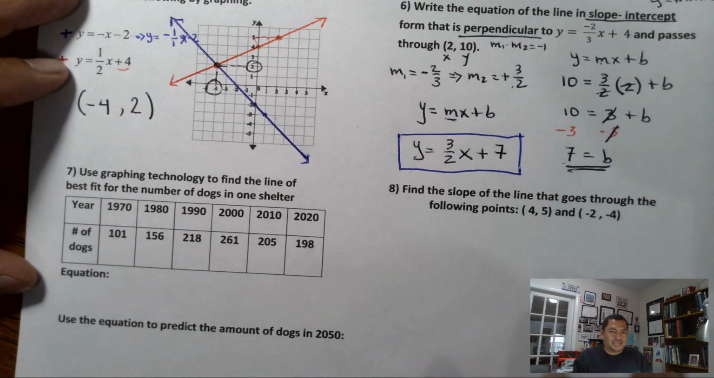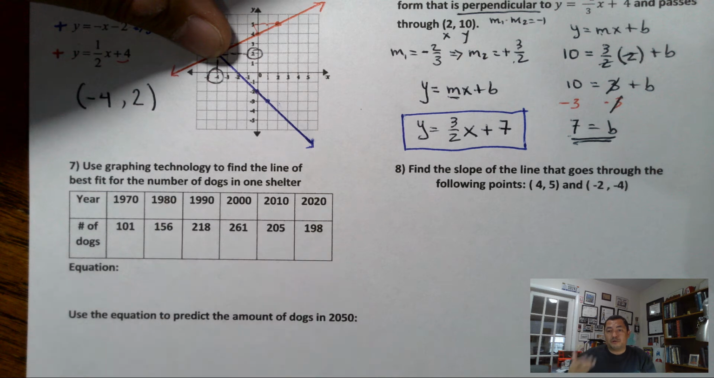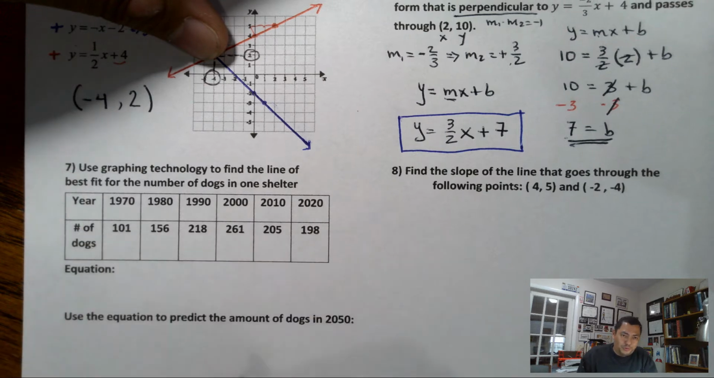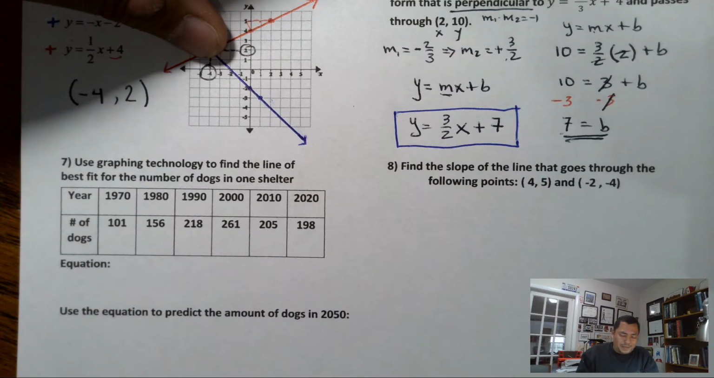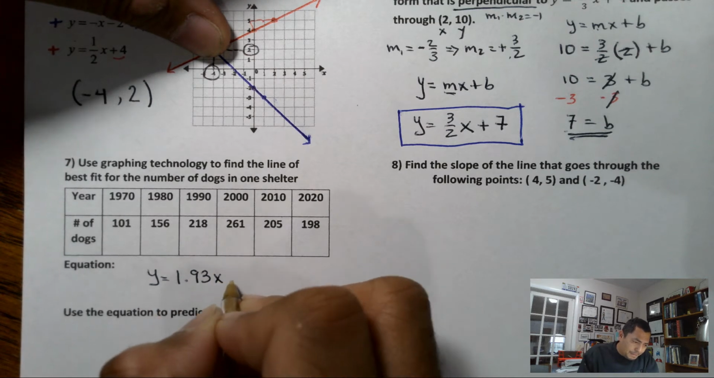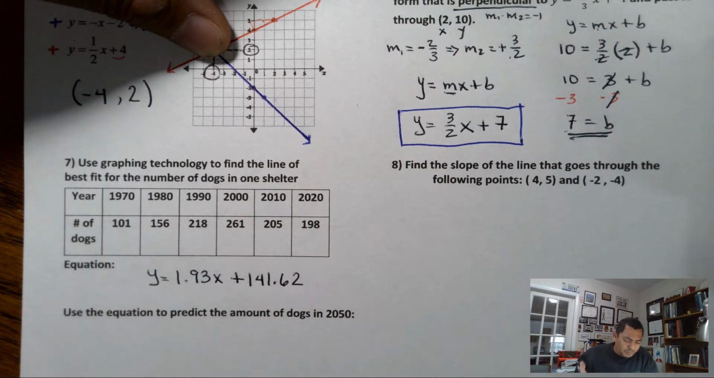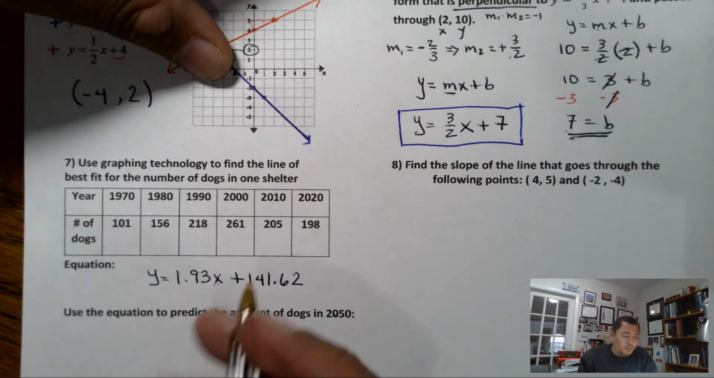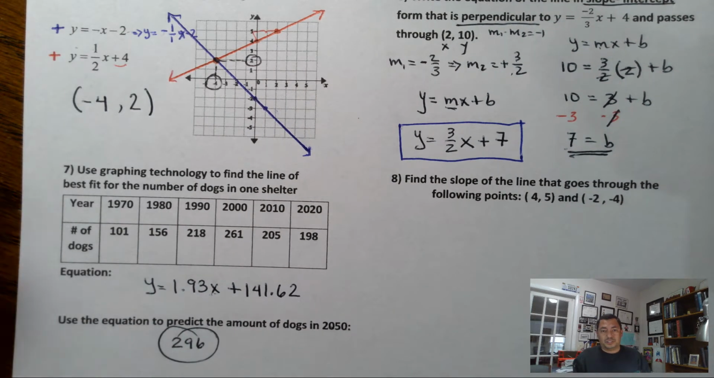As we mentioned in class the other day, this is using technology. I'm going to do a whole lesson on this one, how to use the graphing calculator or even Desmos. So I'm not going to solve the problem, but I'm going to give the solution. After you use the graphing calculator, you're going to have y equals 1.93x plus 141.62, and use the equation to predict the amount of dogs in 2050. That means you're going to substitute this number in x and find the value of y. It will be 296. We are going to do a lesson on this, so that's the reason why I'm just rushing this problem. Don't worry about this problem.